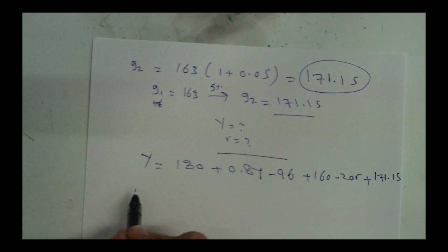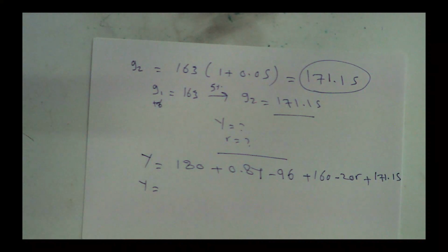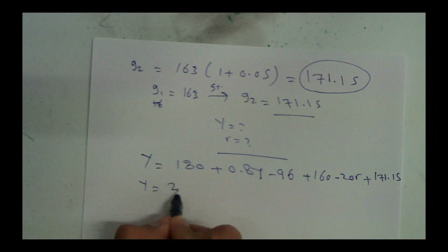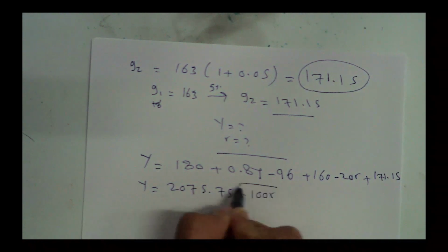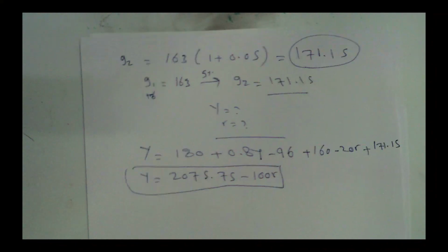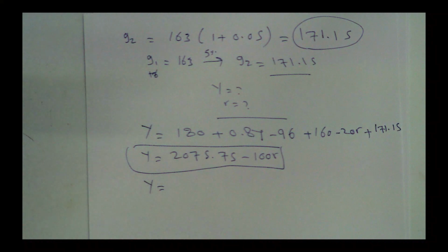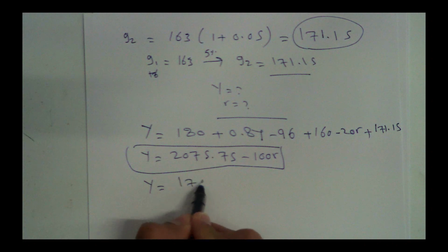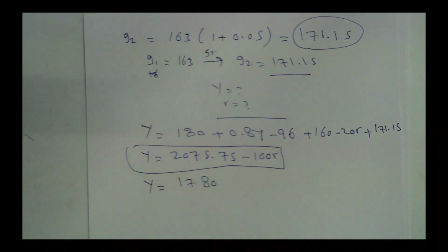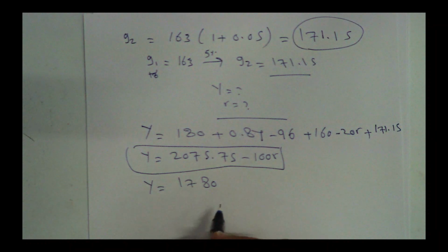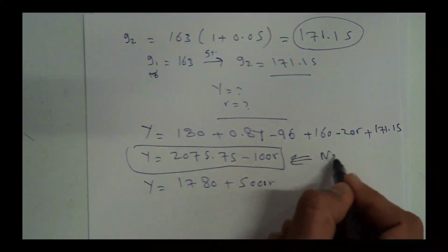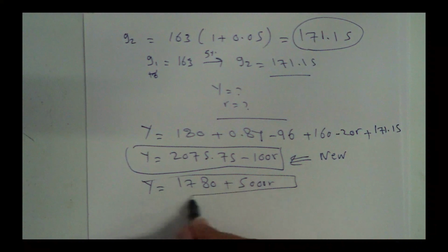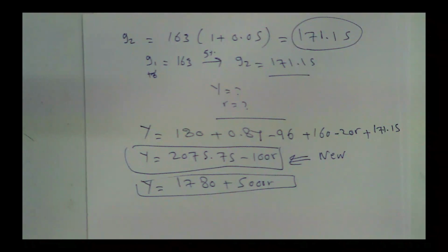So from here, you can work it out the same way. You find an equation of Y, and that means Y will be 2075.75 minus 100R. So if I have this now, and I know that in the money market, this is the same condition from before, which is 1780 plus 5,000 R. So this is the new equation, and this is the previous equation. This is the same equation from before, because now government spending has changed.